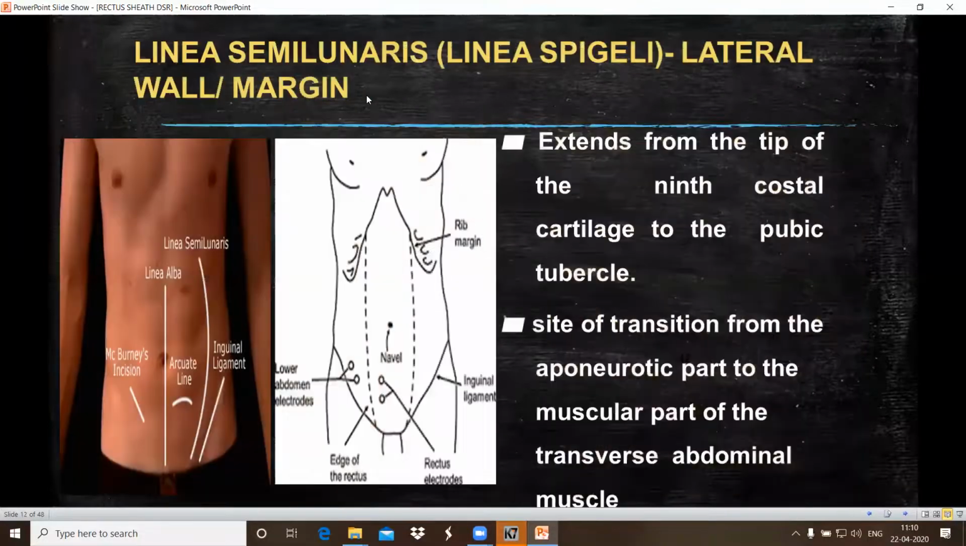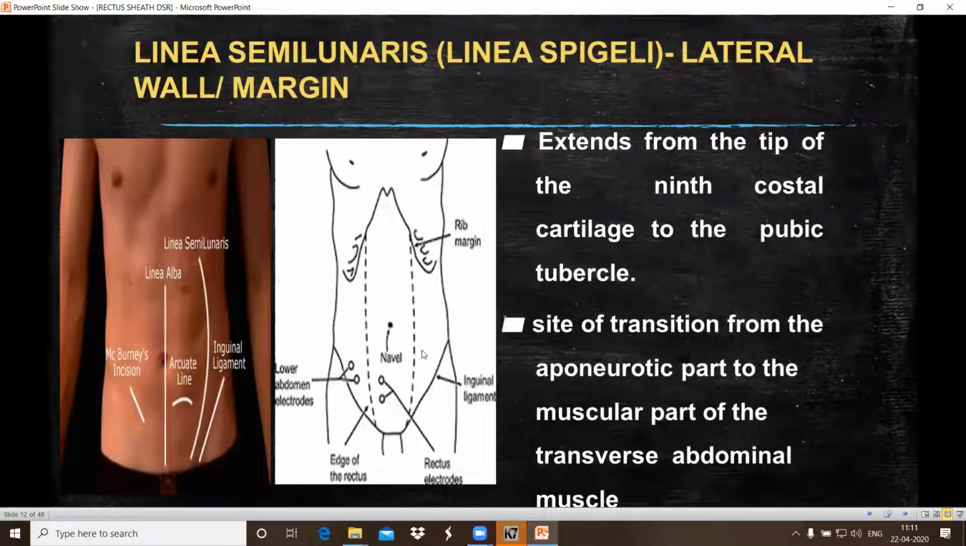Next, we'll move to the lateral margin or lateral wall, which is formed by the linea semilunaris, otherwise called linea spigeli. The dotted line in the white figure is the linea semilunaris. It extends from the tip of the ninth costal cartilage to the pubic tubercle.